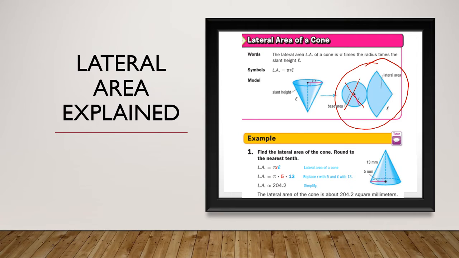Let's go down to the example. Through the example, we have a cone that has a slant height of 13 millimeters and a radius of 5 millimeters. So using the equation again, LA equals pi times the radius times the slant height. You can see they plugged 5 in for the radius, 13 in for the slant height. When we type that into our calculator, we get roughly, and there's some rounding going on with this, 204.2 millimeters squared.